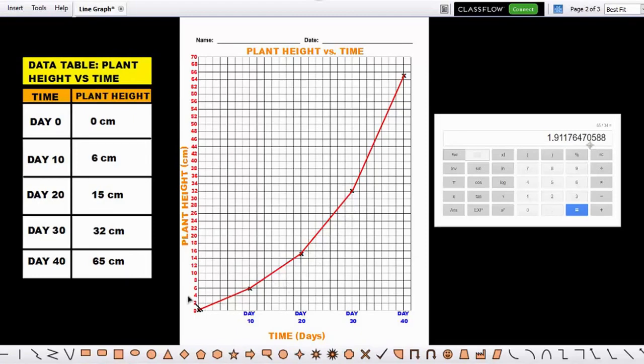Now sometimes, depending on the graph and the data, you can use what's called a best fit line or a best fit curve, which will go through all the data points and it represents the average. But mainly what we'll do is we'll connect specific data points like this. And that's how you get your line graph.